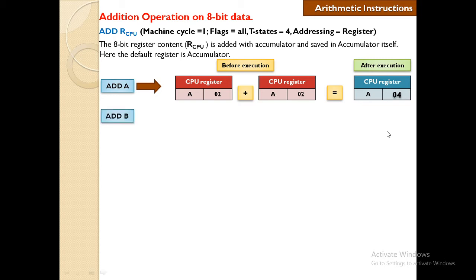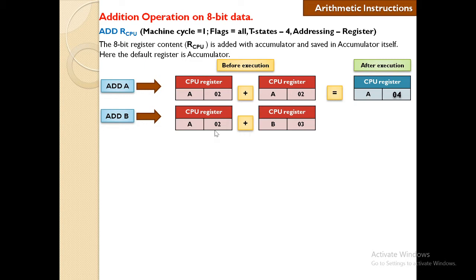Similarly, if we talk about ADD B, let us assume that 02 is available in A and 03 is available in B. After execution of this instruction, they will get added and the result will be stored in the accumulator. Here you can see the content of the accumulator is getting overwritten, but remember the content of register B remains the same. Since the default register here is A, the content of A will definitely change after the execution of this instruction.